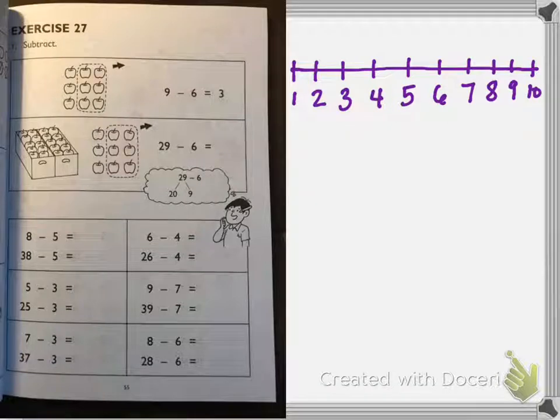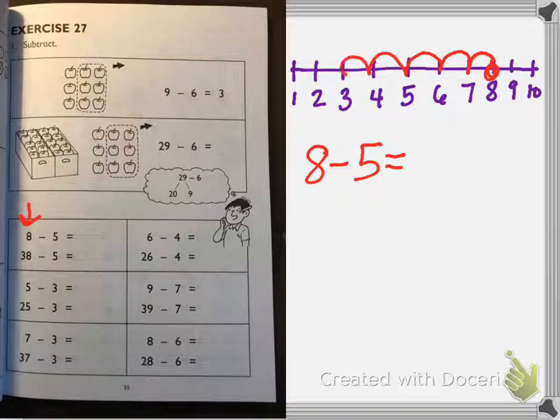All right, let's look at the next box where it shows you 8 minus 5 equals. Well, we'll start on our number line at 8, and we'll go backwards 5 because we're subtracting. 8. We'll go 1, 2, 3, 4, 5 back, and that gives us 3. 8 minus 5 equals 3. Okay.